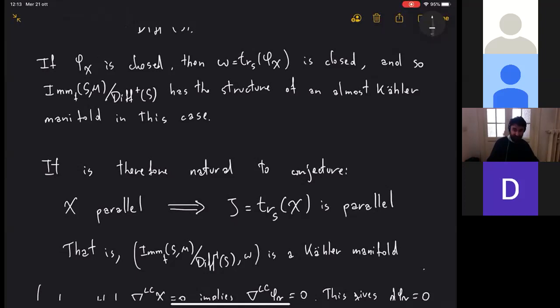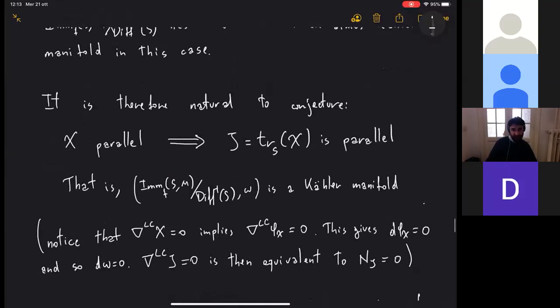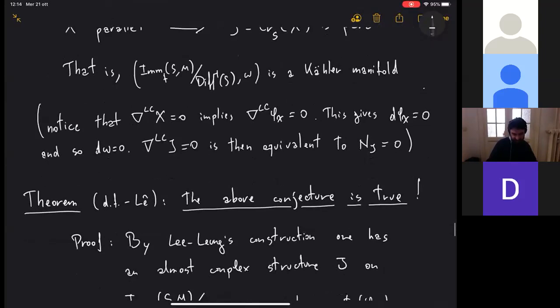And let me briefly comment on this. So if the cross product is parallel, then the corresponding form is parallel. And so in particular, the associated form is closed, and so it transgresses to a closed form. So we are in the almost Kähler situation, and in an almost Kähler situation, it is perfectly equivalent to prove that the complex structure is parallel or that its Nijenhuis tensor vanishes. So we are actually proving these two things together. And okay, so this is the statement. The main statement can be reduced to saying this conjecture is true.